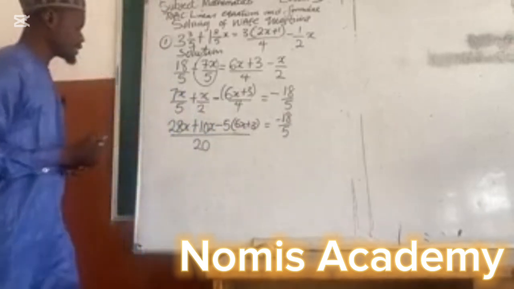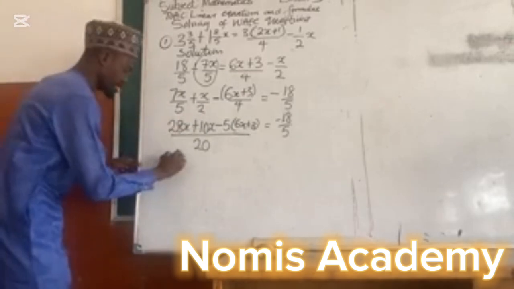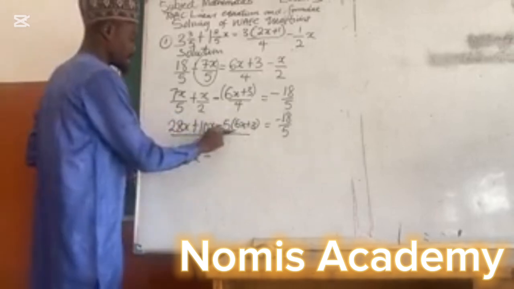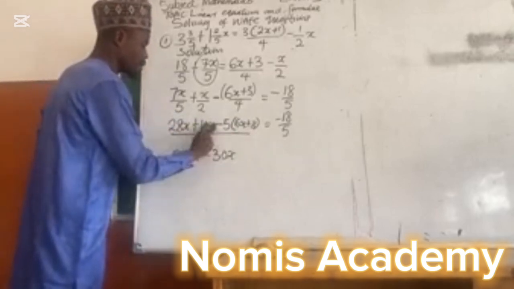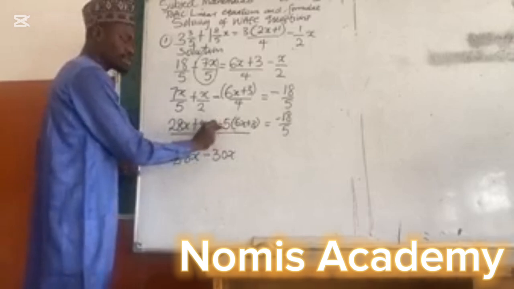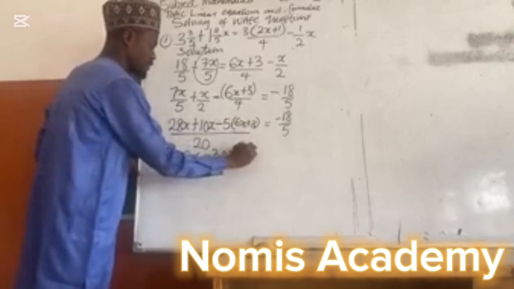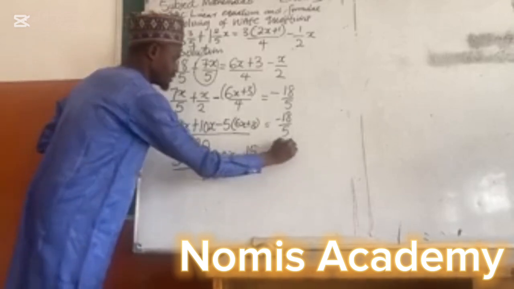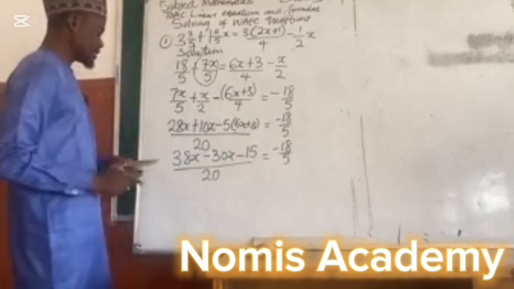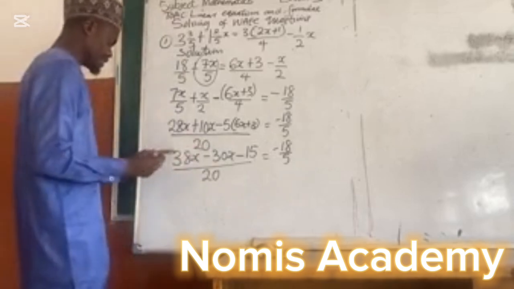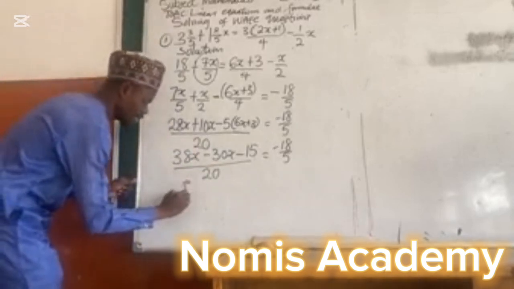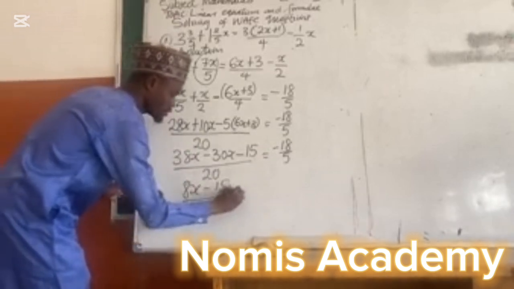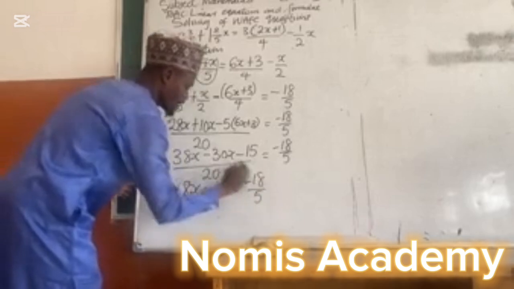So the next step is this. 28 plus 10 we have 38x. Minus, we have to open the bracket, minus 5 times 6x we have 30x. Minus times plus, we have to be careful, minus times plus we have minus. 5 times 3 we have 15, all over 20 is equal to minus 18 over 5. So the next thing is to subtract: 38x minus 30x, we have 8x minus 15 all over 20 is equal to minus 18 all over 5.